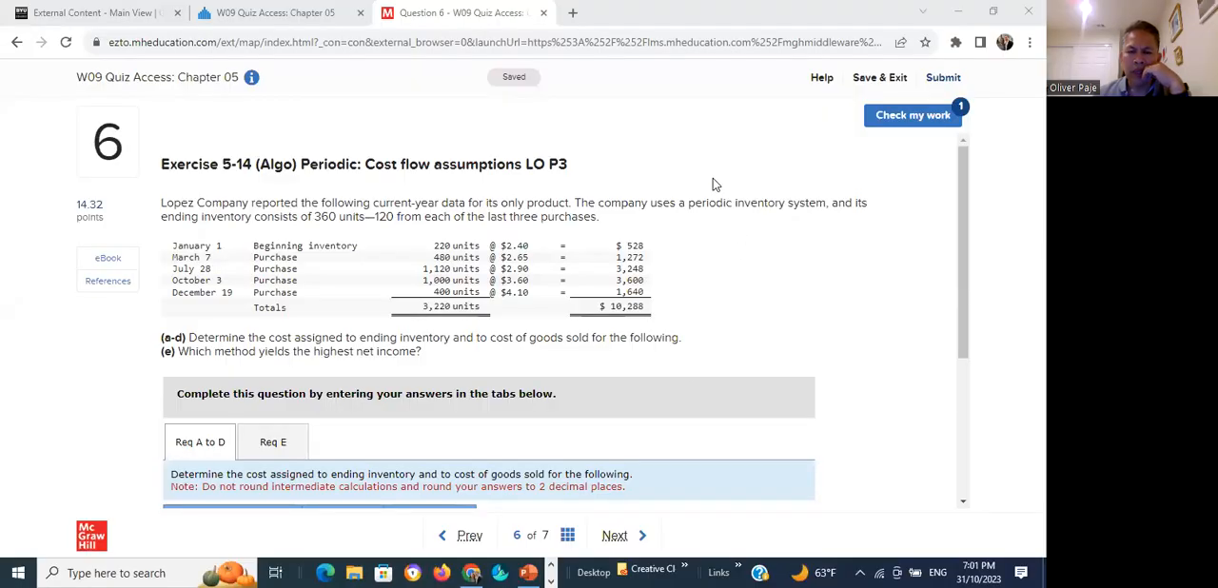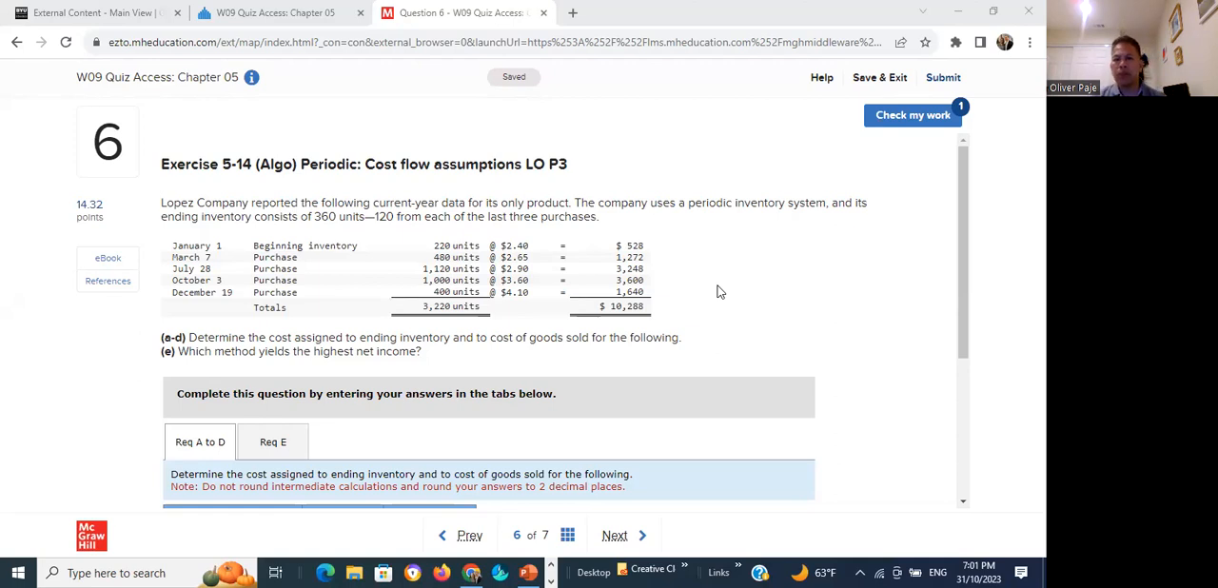Tonight I'll be presenting the week 9 chapter quiz, chapter 5, problem 6. And we will be discussing LIFO, FIFO, weighted average, and specific identification. Let me share my screen with you so I can discuss. So this is the problem that we have. Lopez Company reported the following current year data for its only product.